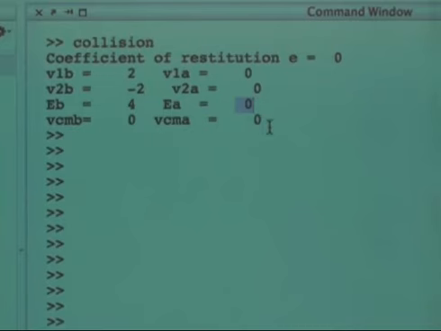And I can do a check. What's the velocity of center of mass before and after? And no matter what the collision is, I better get that the velocity of center of mass before and after is the same, because the linear momentum of the system is conserved.